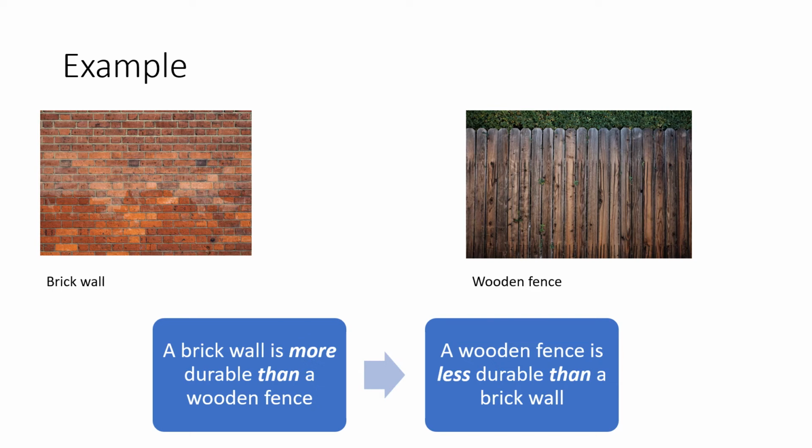For example, if we look at Roman ruins, they are made of brick and mortar. They are still there. However, Viking settlements were made of wood and straw. They no longer exist. So we can say that brick is more durable than wood.